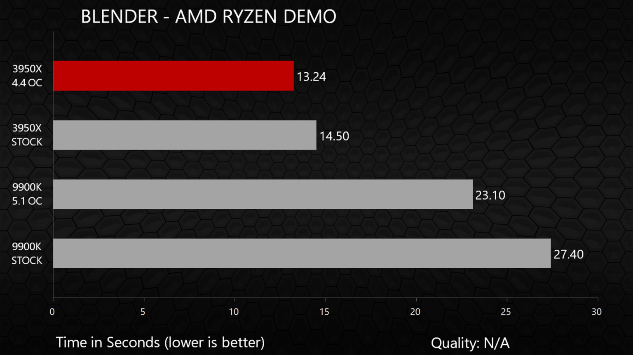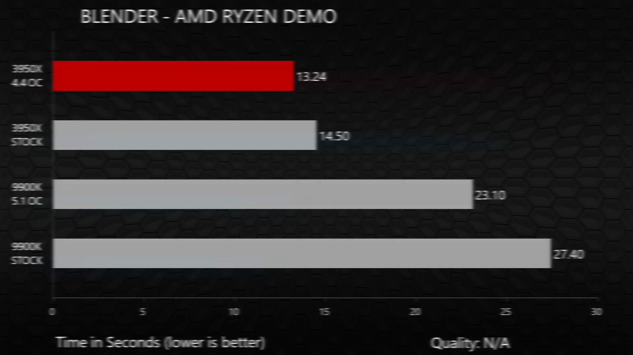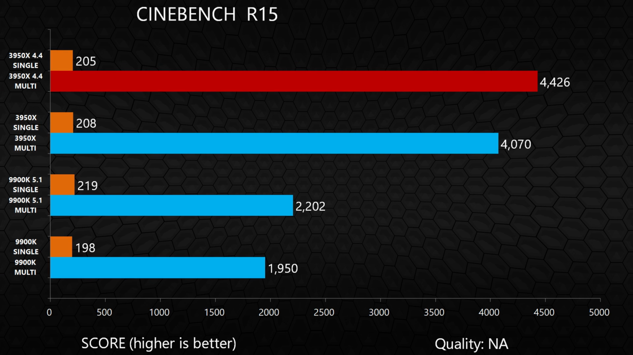The 9900K doesn't even come close to the stock or overclocked 3950X. The multi-core score in Cinebench R15 saw about a 10% boost with the overclock settings, but the single core count actually went down a little bit, and that's because stock settings allow a single core to hit frequencies as high as 4.7 gigahertz, which in this case is about 300 megahertz faster than our overclocked settings.